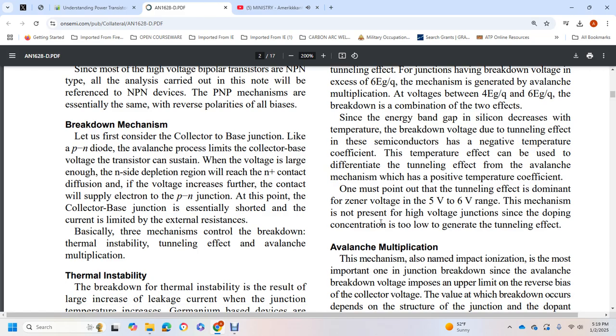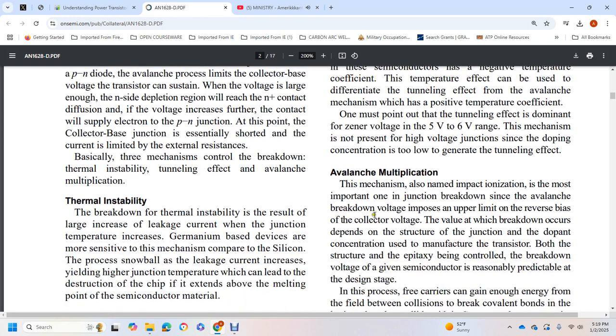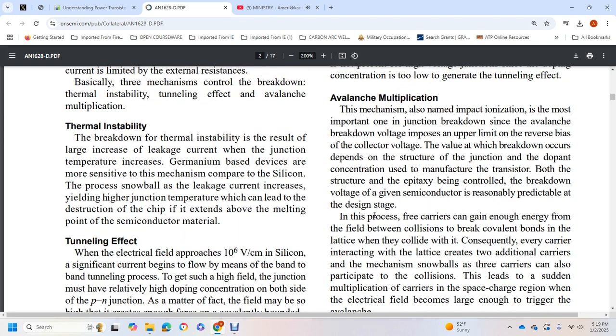The mechanism is not present in a high voltage junction, since the doping concentration is too low to generate a tunneling effect. Avalanche multiplication, a mechanism also named impact ionization, is the most important junction breakdown, since avalanche breakdown voltage imposes an upper limit on the reverse bias of the collector voltage. The value at which the breakdown occurs depends on the structure of the junction, doping concentration, and the manufactured transistor. Both the structure and doping can be controlled, and breakdown voltage can be predicted reasonably in the semiconductor at the design stage.